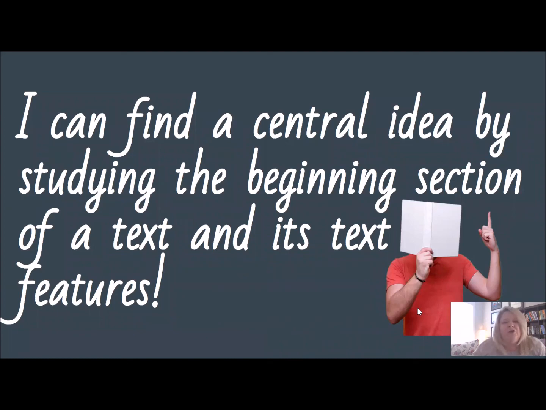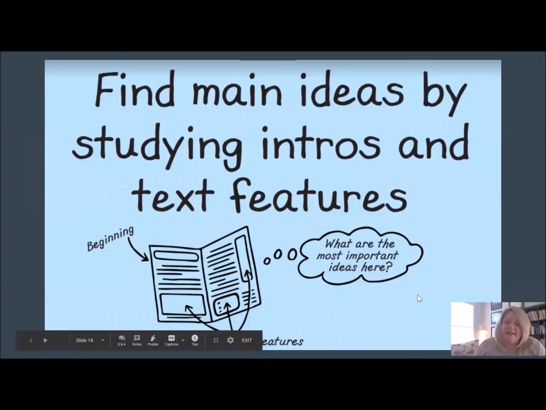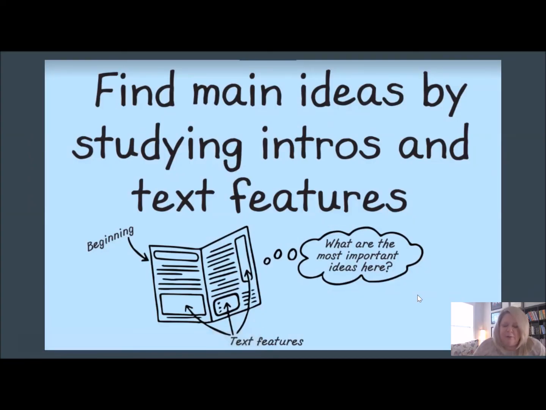So by now, you should be able to answer the question, I can find a central idea by studying the beginning section of a text and its text features. How do you feel about that now that we've done one together? So for today's anchor chart, I'd like you to find main ideas by studying intros and text features. Now, you're going to have lots of choices to make about what you're going to work on, but I would like you to try this piece of work in your text today. Off you go, readers.